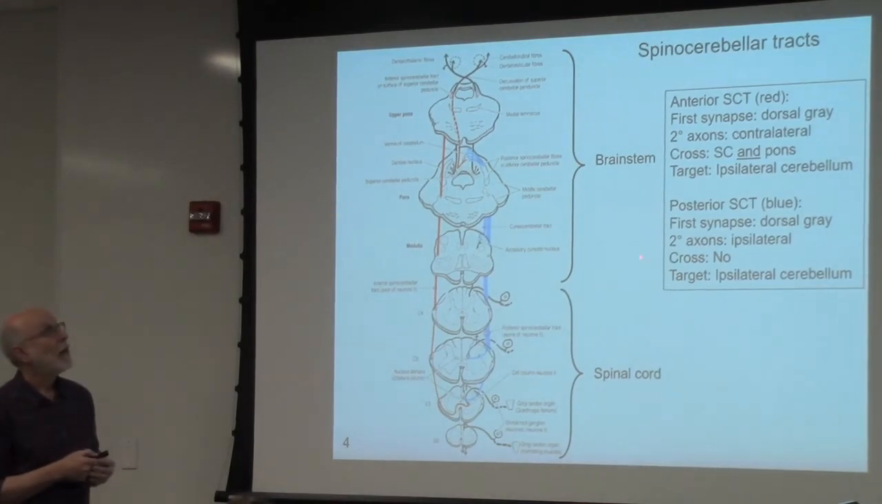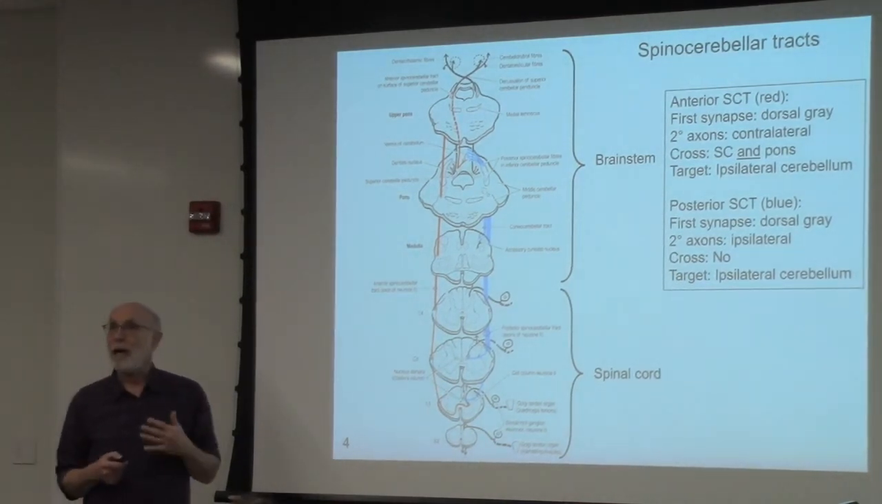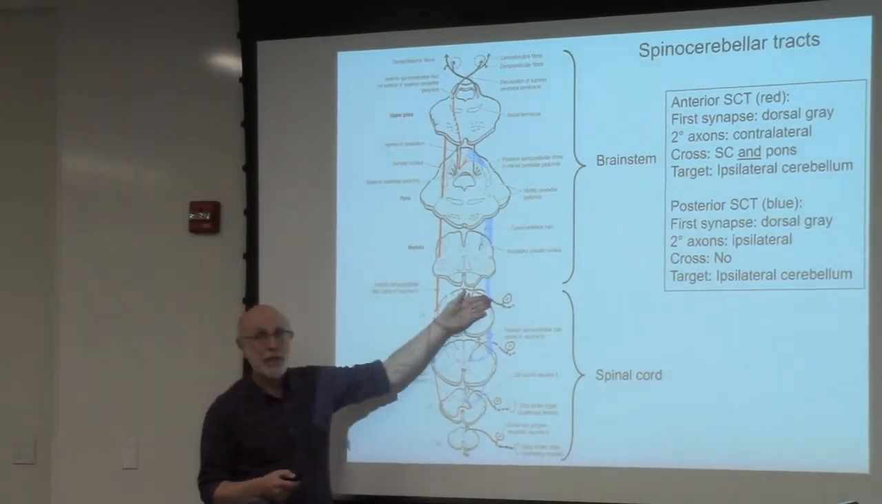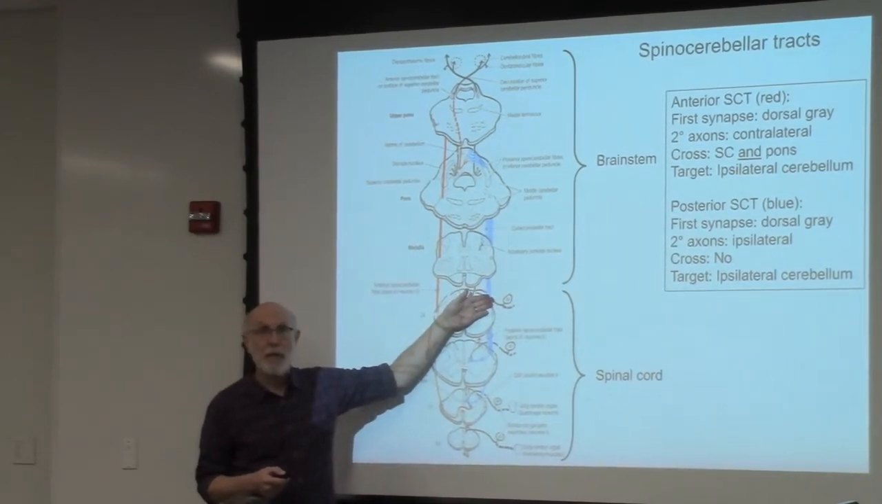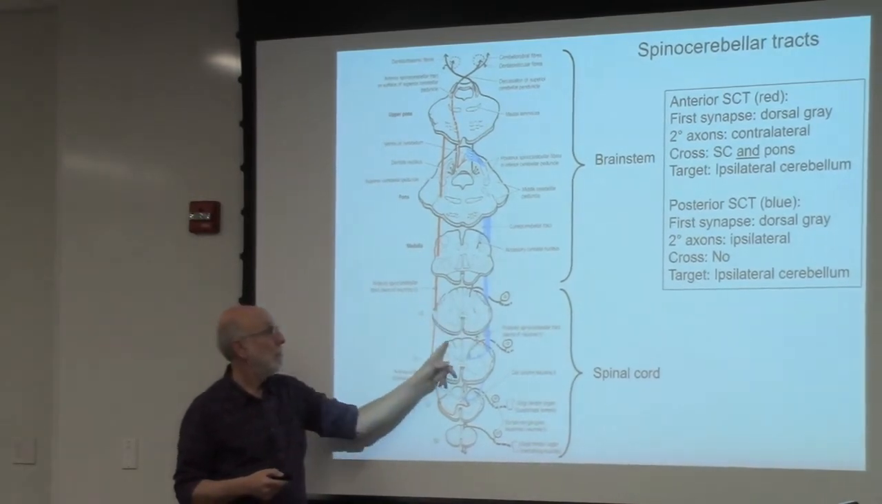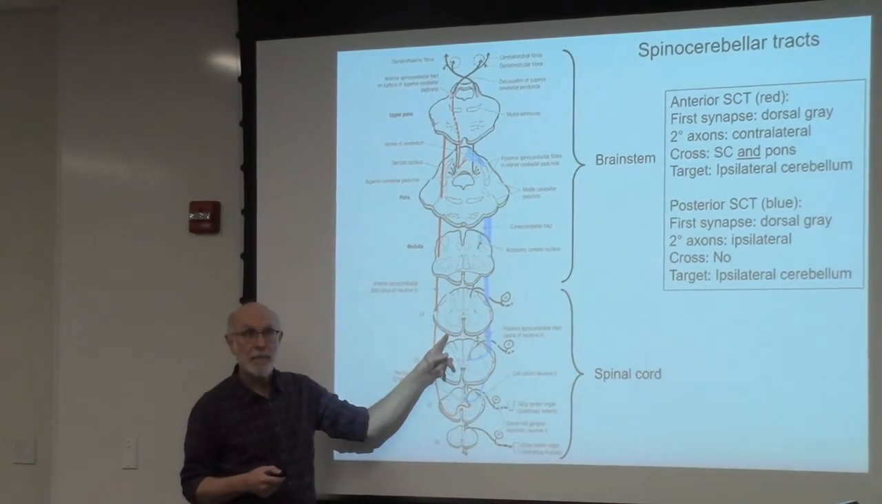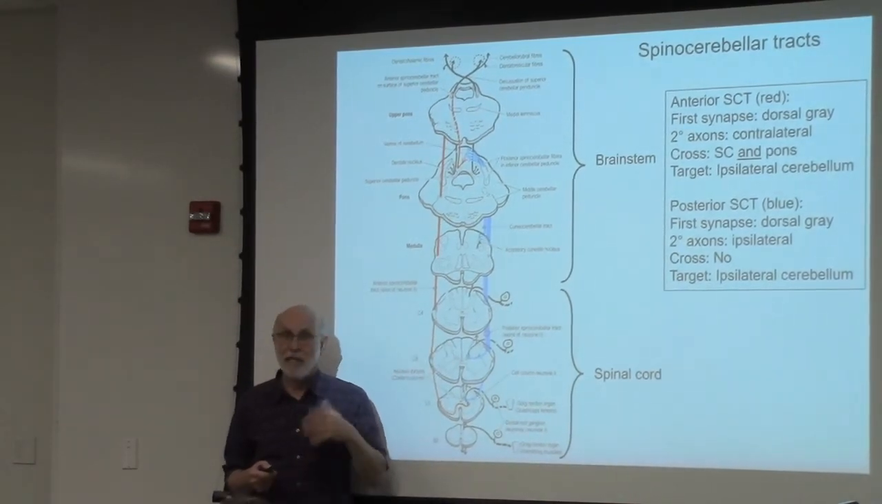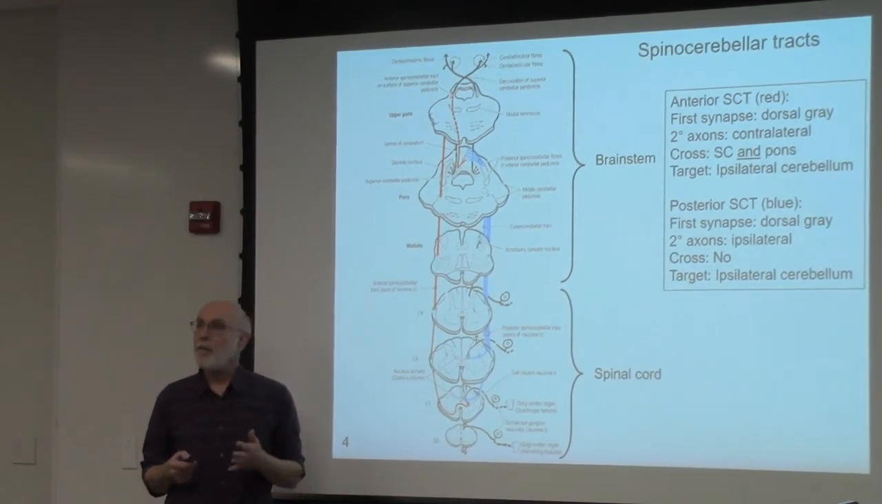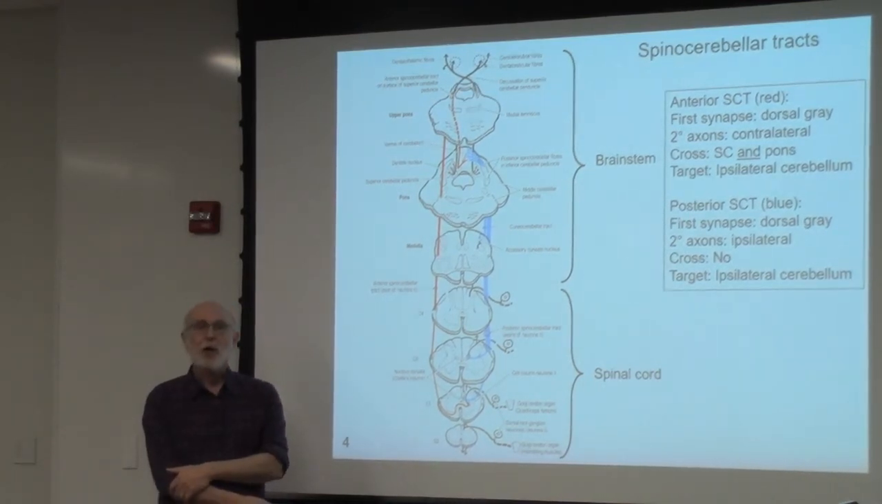What do you need to know? You need to know that there is a spinocerebellar tract, that there is an anterior and a posterior part of the spinocerebellar tract, that the spinocerebellar tracts are very lateral. We'll cartoon that in another slide. They are even more lateral than the anterolateral column. And that the information from the spinocerebellar tract goes to the ipsilateral cerebellum, ipsilateral hemisphere of the cerebellum.